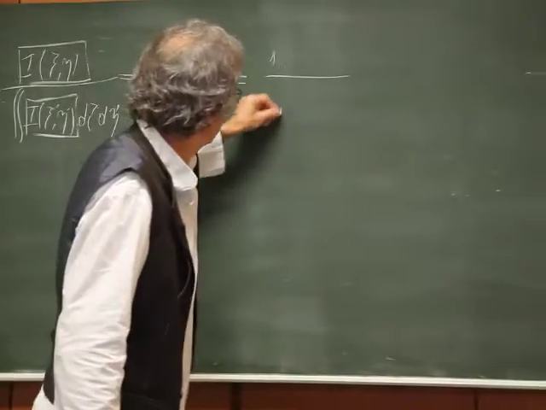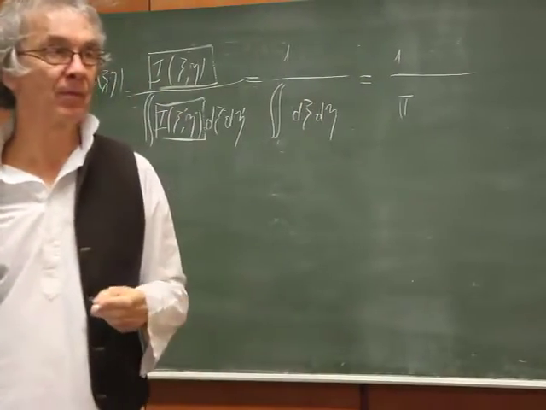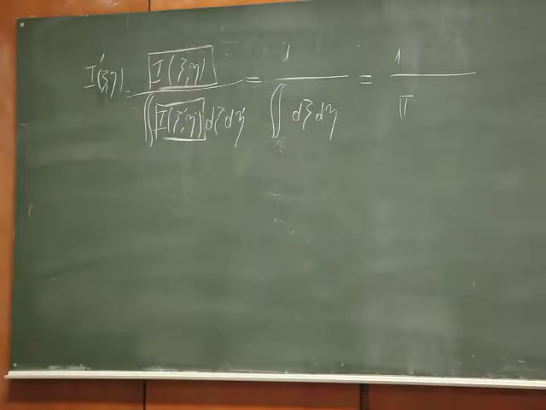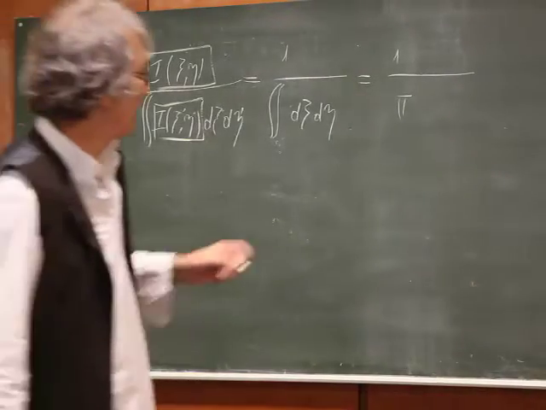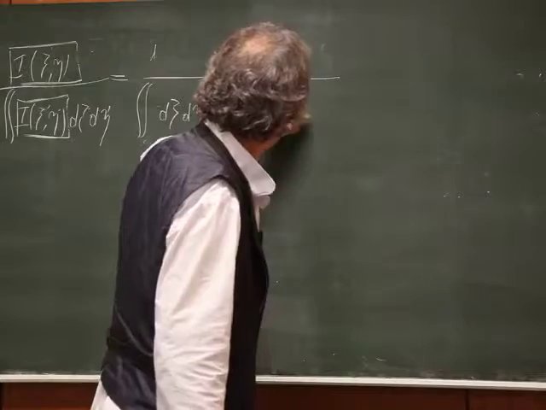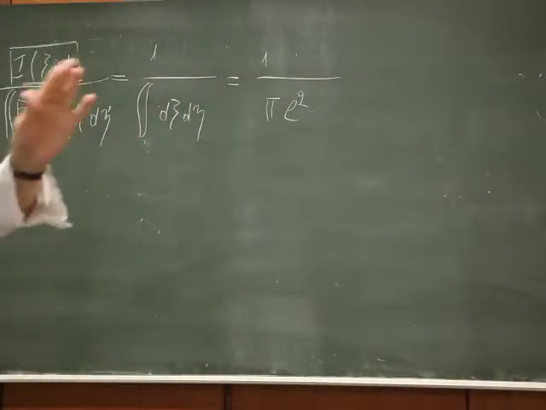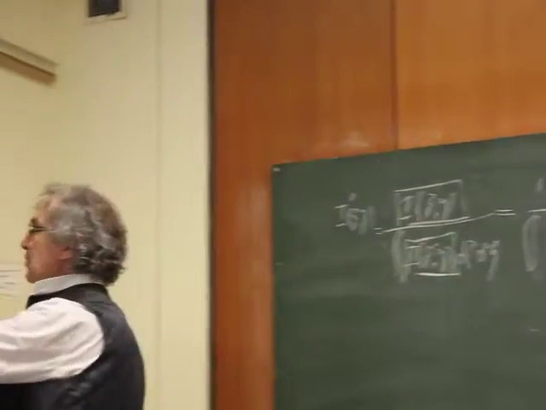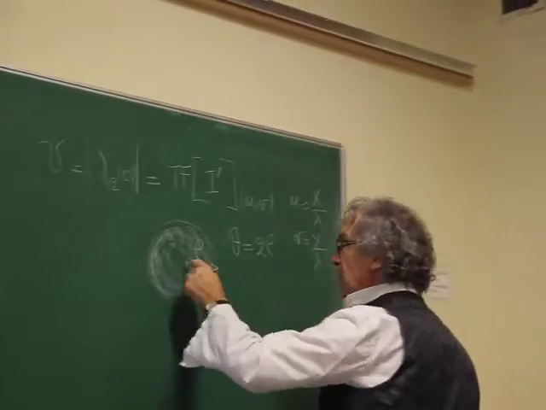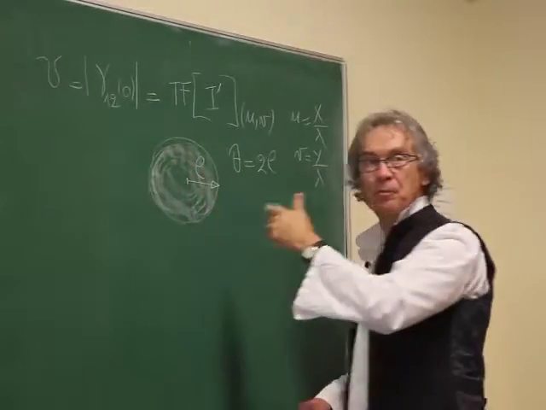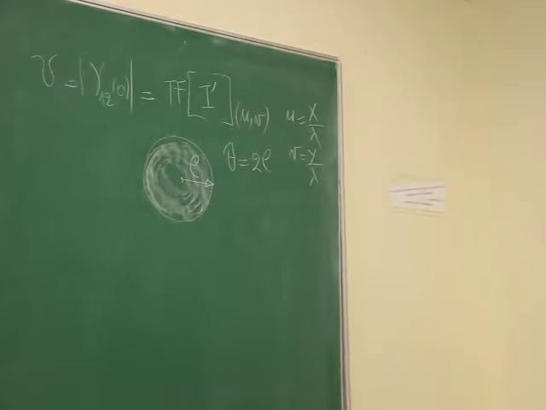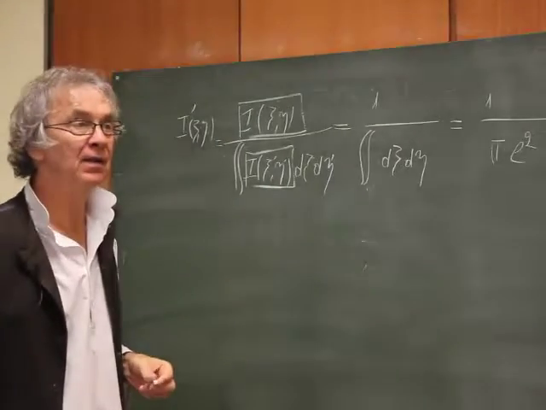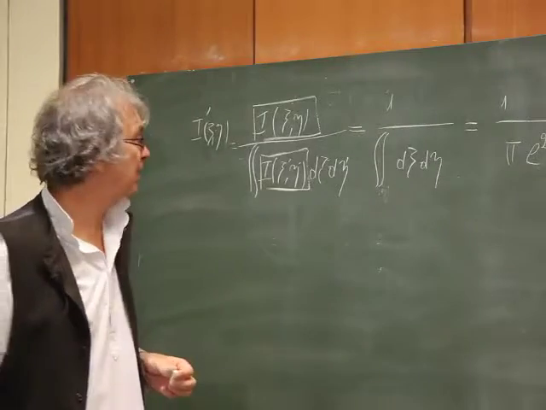Well, there is a pi, but there is something else. Square, yeah. Do we agree that pi rho square is a solid angle over which I see the stars, if its radius is rho? So the surface, if this is rho, the angular radius is pi rho square. So this is the expression of the normalized intensity. So this is already something.